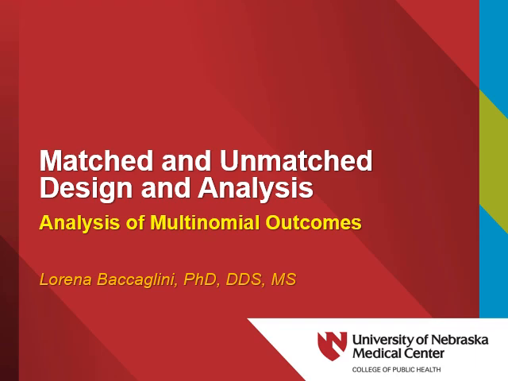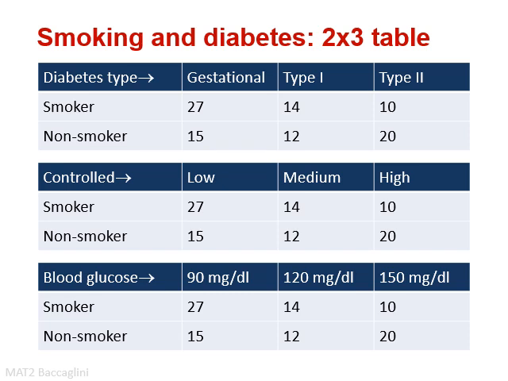Let's take a look at how we analyze multinomial outcomes. Let's use an example for this. Let's assume that you're looking at the association between smoking and diabetes, and you construct a 2x3 table. Smoking status, smoker or non-smoker, is shown for each row. Let's just say you have 3 studies.